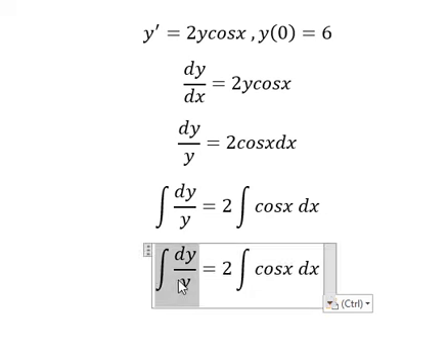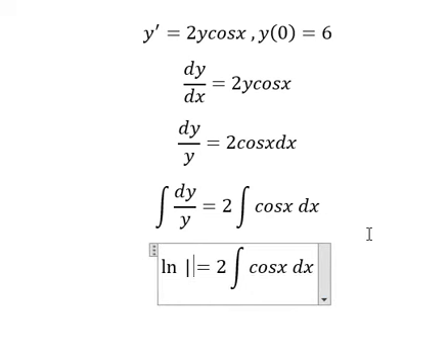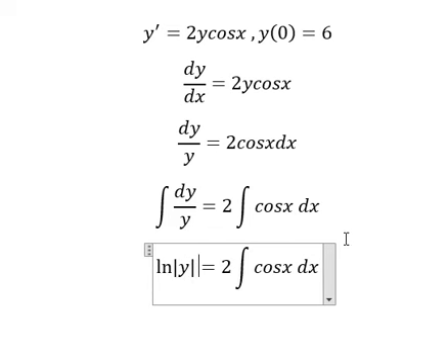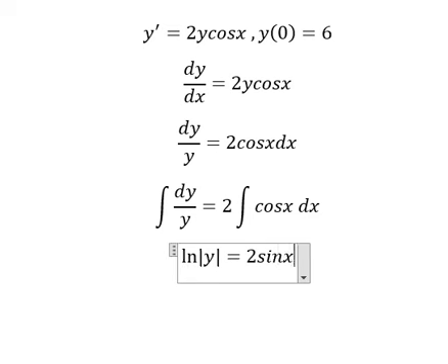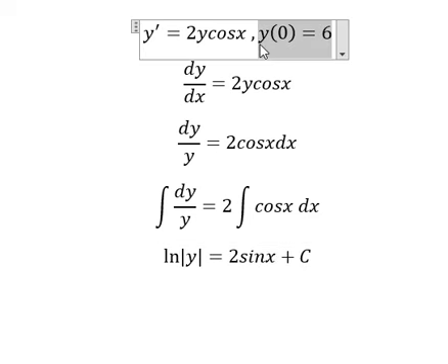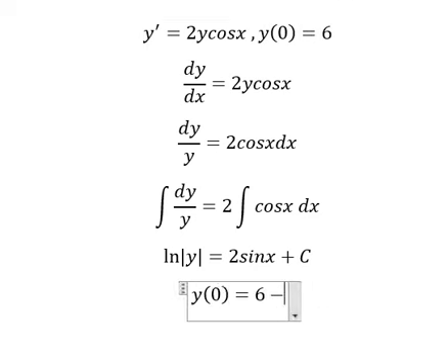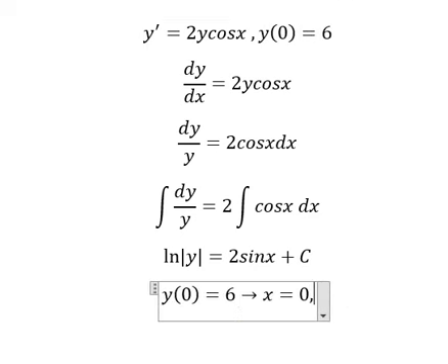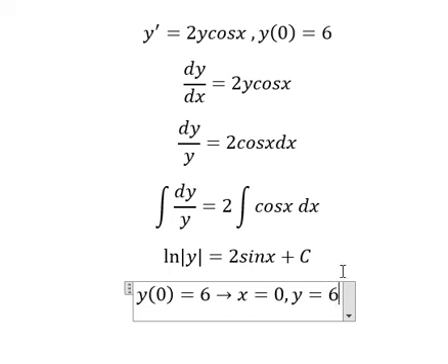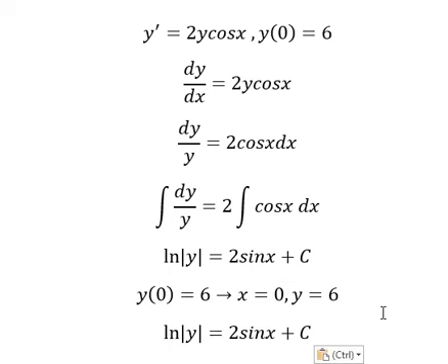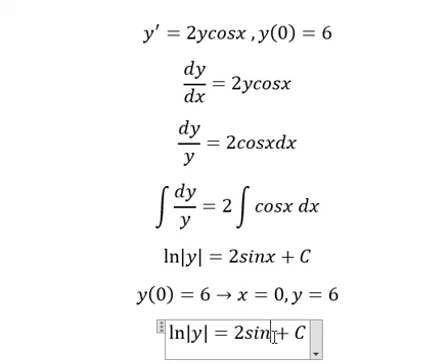So the integration of this one is Ln of the absolute value of y. The integration of cosine x is sine x, and I will put c. Now we have the condition. That means when x equals 0, y equals 6. So I will put 0 here, 6 here.